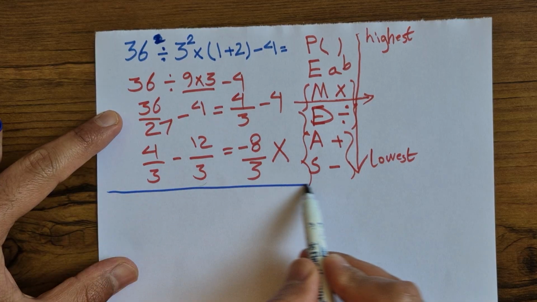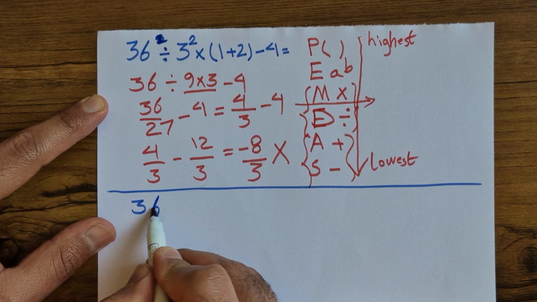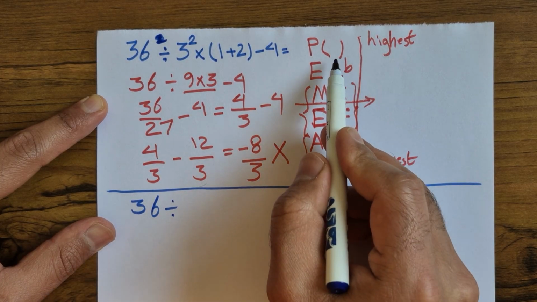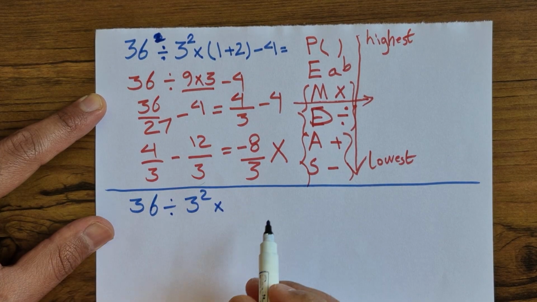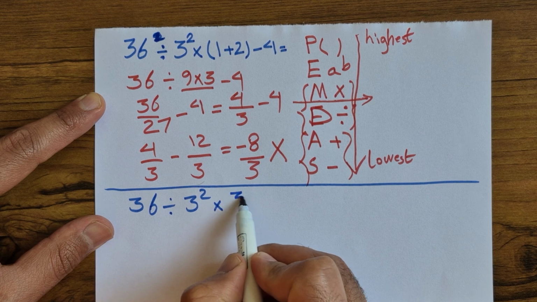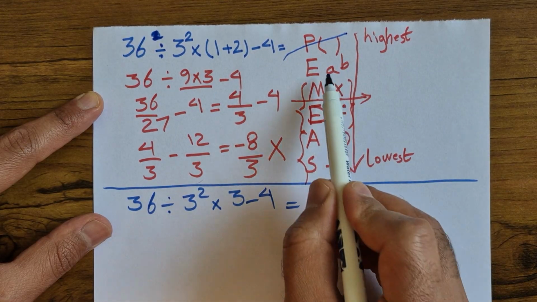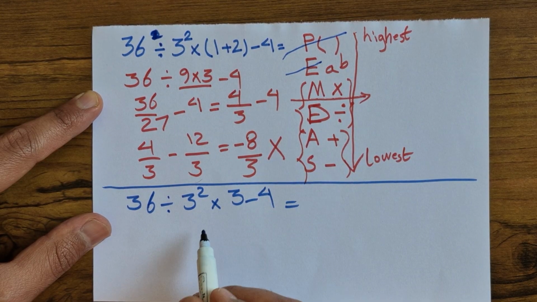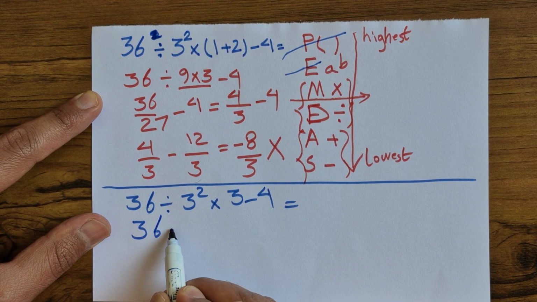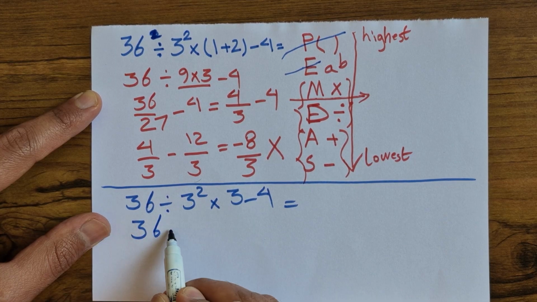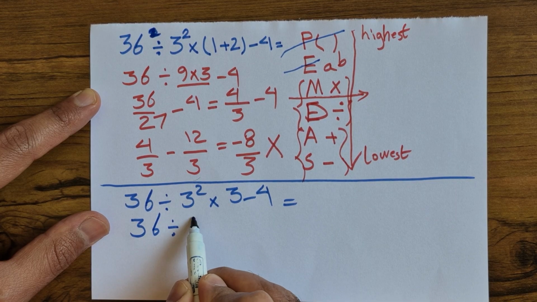So let's revisit our original question again. So 36 divided by, so at first we should resolve the parentheses. 3 squared times, inside the parentheses we have 1 plus 2, 3, minus 4. So now what? We have no more the parentheses, but we have exponents, the E. So we should get rid of the exponents. We should resolve and calculate and evaluate the exponents. So first, not division, not multiplication, nothing. First, exponent. So 36 divided by 3 squared, 9, right?